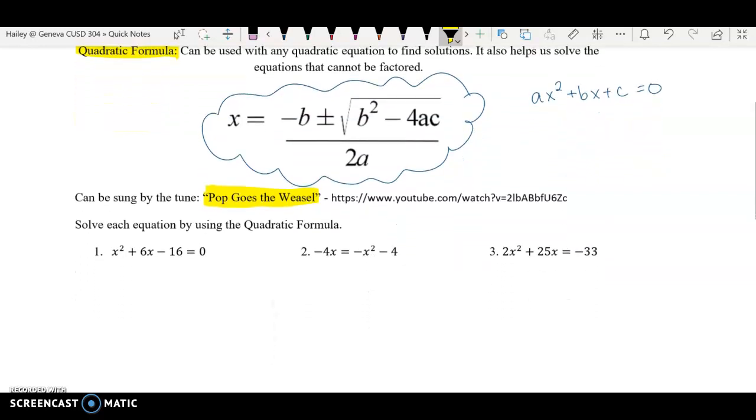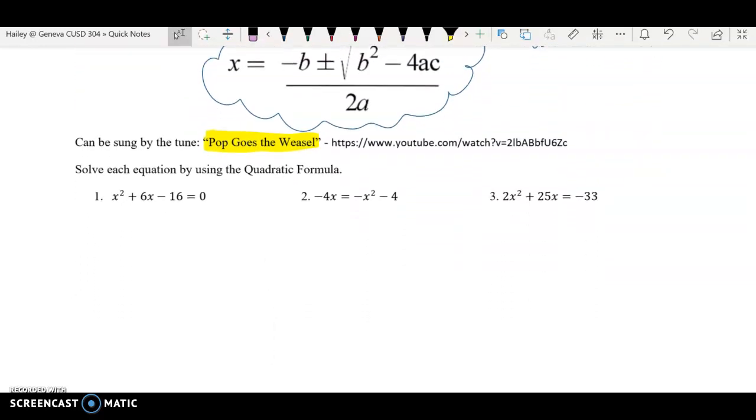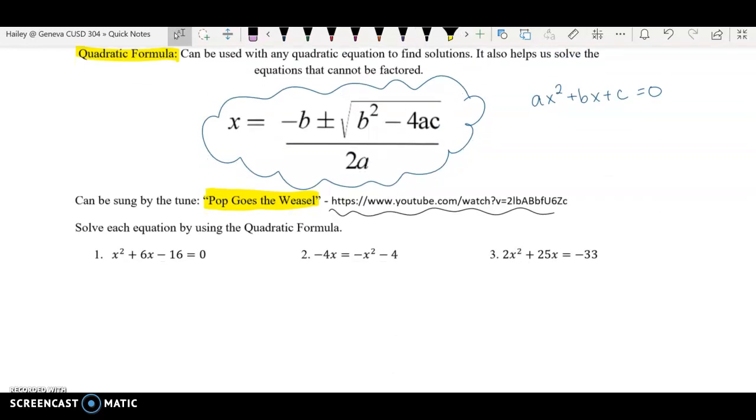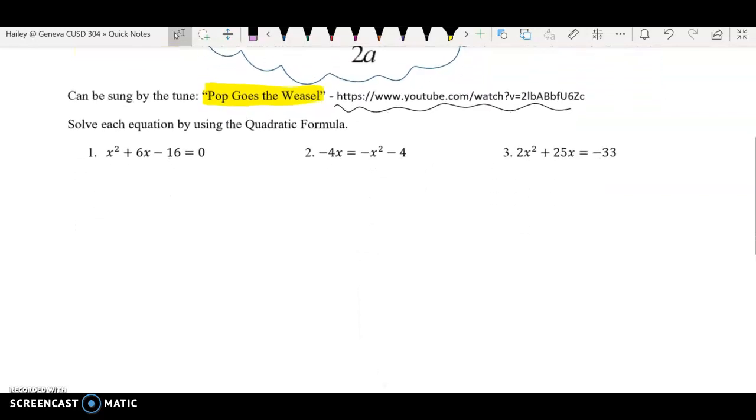Many times in my geometry classes, people already have it memorized from Algebra 1. On top of this, here's a little link if you would like to listen. I'm not going to sing it for you. If we were in class, I totally would, but not when it's recorded. You guys don't want to listen to that anyway.